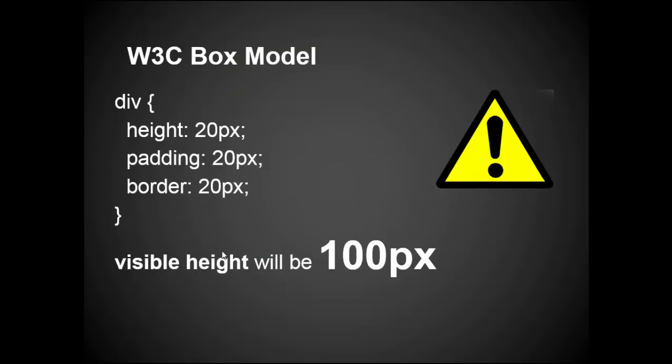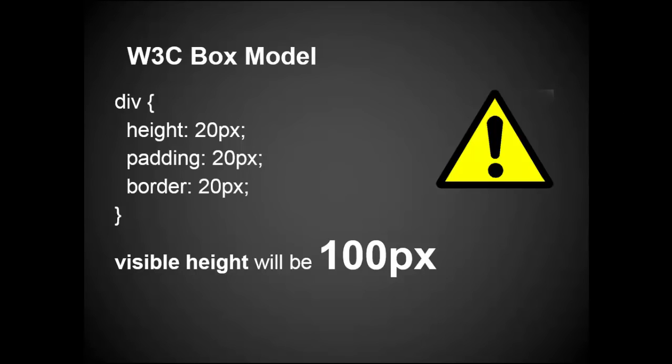Something that you should be aware of as well is that when you are defining an element and you say that the height is 20 pixels, the padding is 20 pixels and the border 20 pixels, the visible height of the element will be 100 pixels.